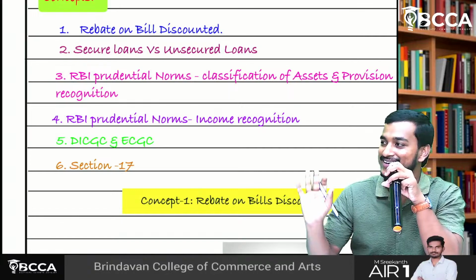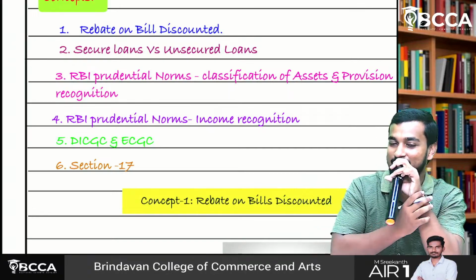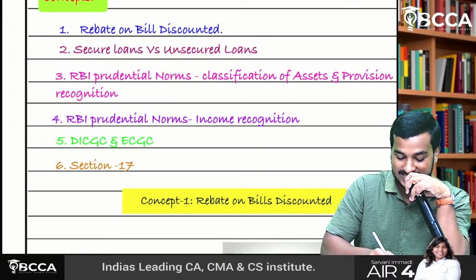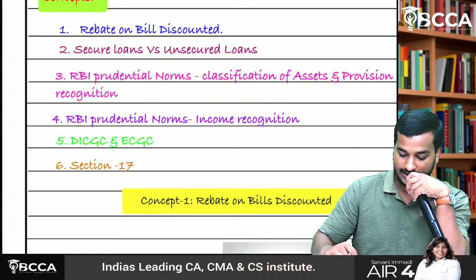Concept number 6, section number 17. Out of those 6, we are discussing concept number 1, that is nothing but rebate on bill discounted.